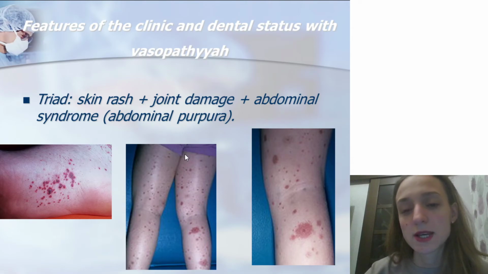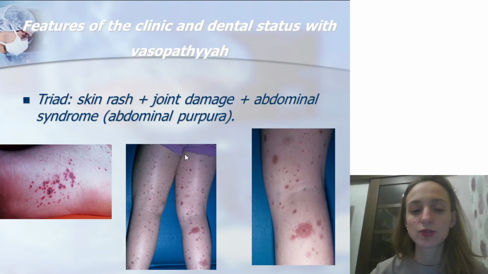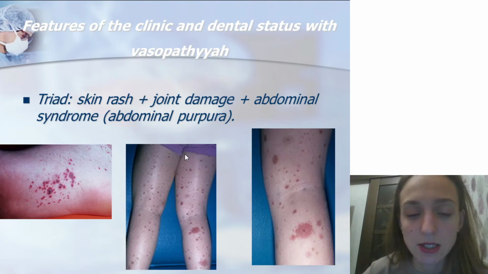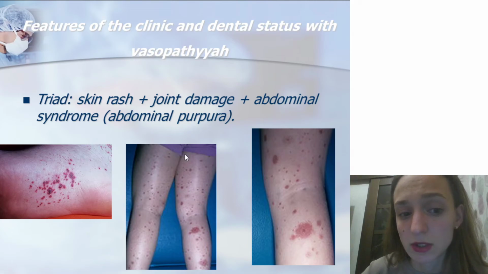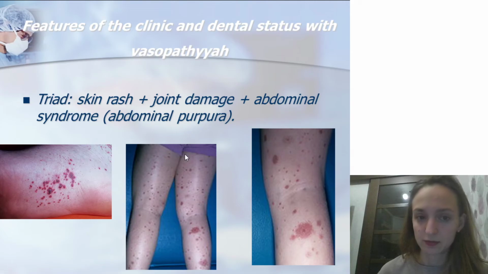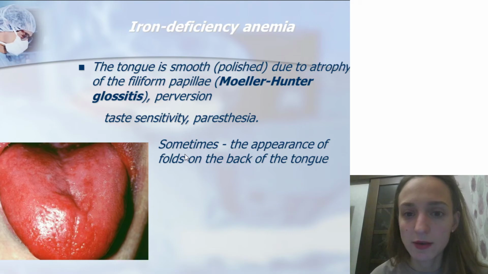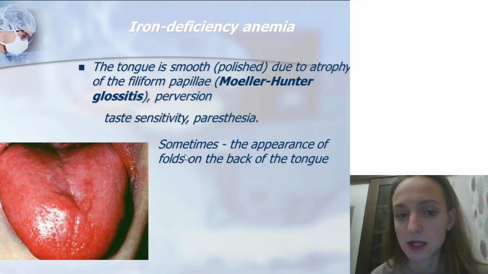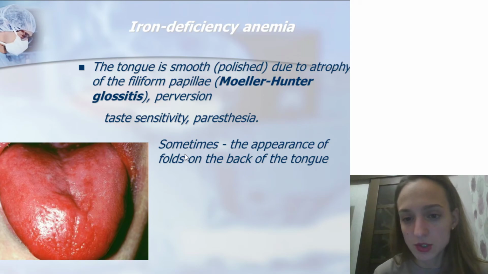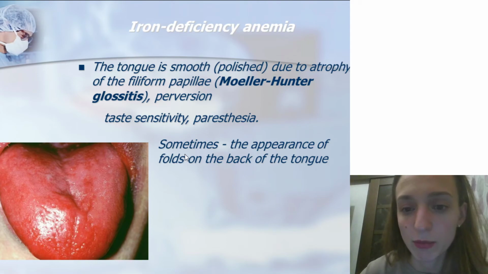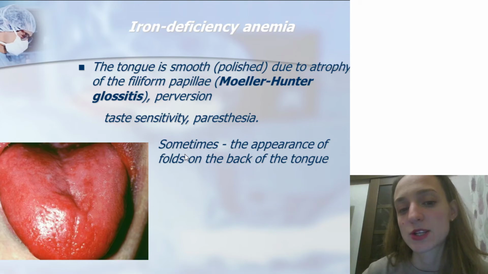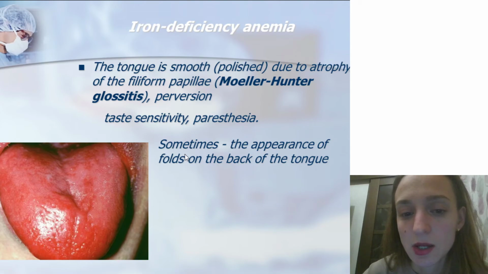Features of the clinical and dental status with vasopathy. It is a triad: skin rash, joint damage, abdominal syndrome. Clinical pictures. Then iron deficiency anemia. The tongue is smooth, polished due to atrophy of the filiform papillae, and perversion of taste sensitivity, paresthesia, and sometimes the appearance of folds on the back of the tongue.